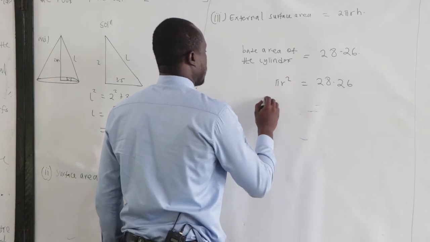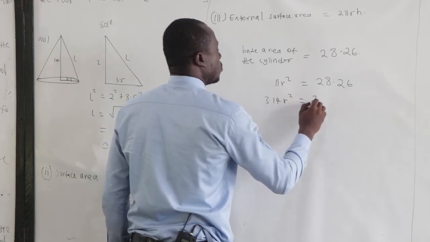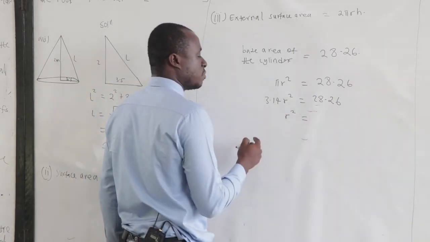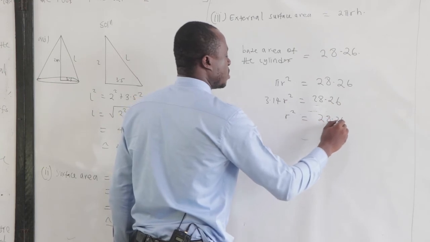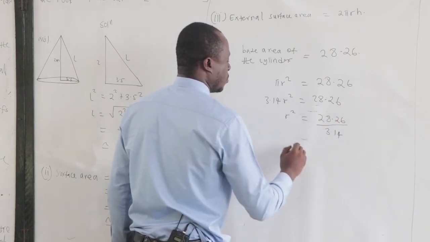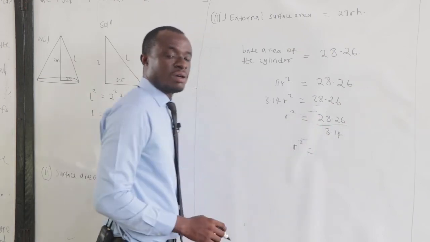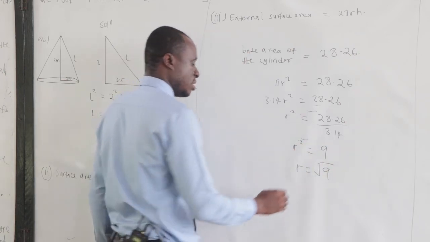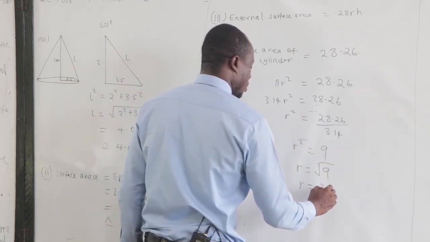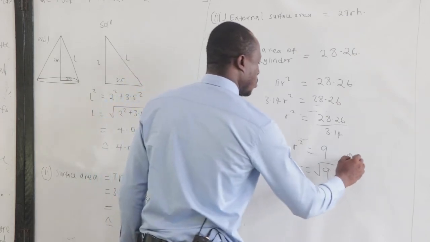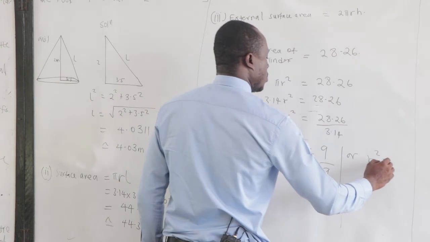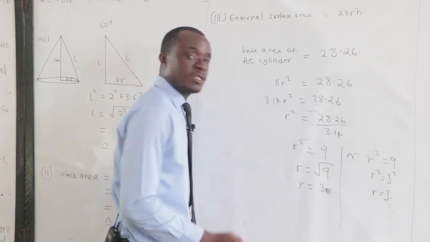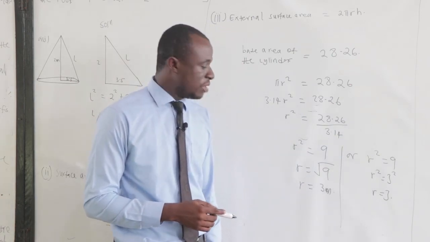Now what is our pi? The pi is 3.14, times r squared, equal to 28.26. So we want to find r. We divide both sides by what is multiplied by the r. So we have 28.26 all over 3.14. Our r squared, when you punch this on the calculator, you get 9. So r will be the square root of 9. The square will change to square root, and this r will be 3 meters. Or, r squared equal to 9, r squared will be equal to 3 squared. The exponents are the same, so we equate the bases, which is 3. So r equals 3.